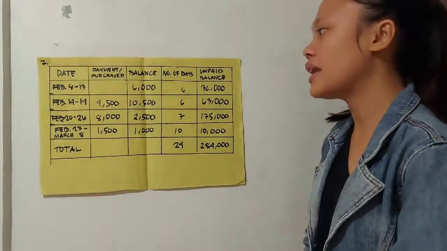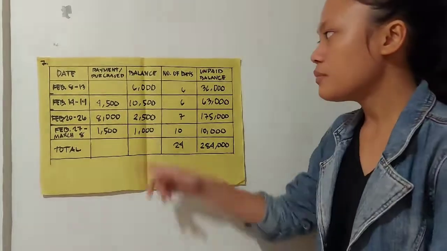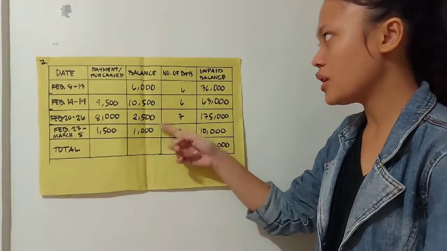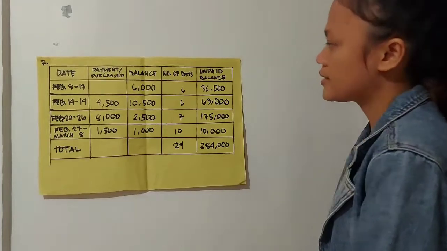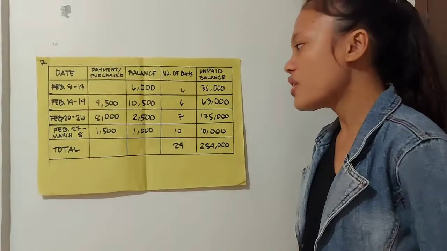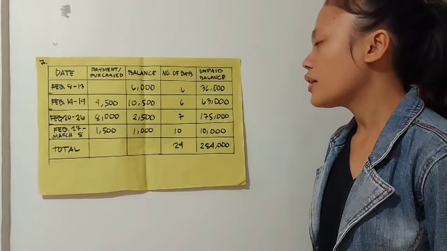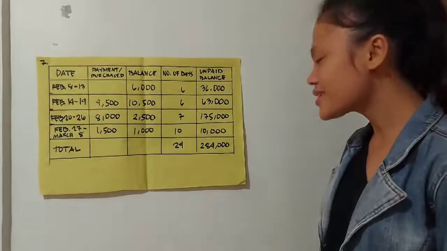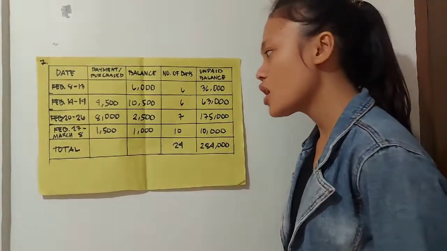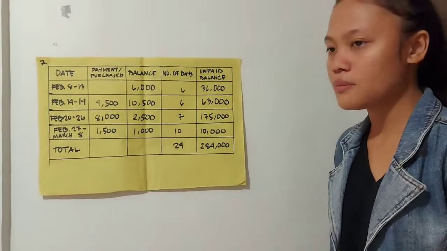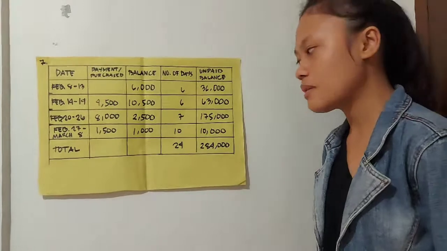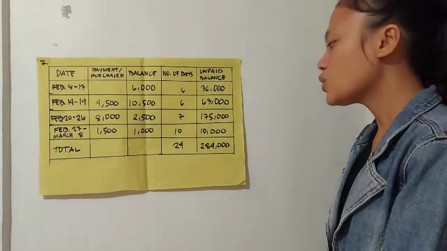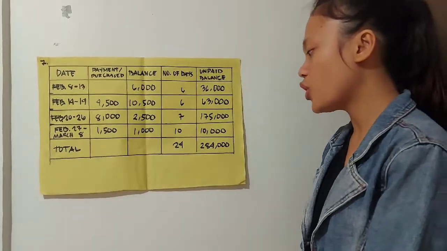So in the unpaid balance, we need to multiply the balance amounts by the number of days. So 6,000 times 6 is equal to 36,000. 10,500 times 6 is equal to 63,000. 2,500 times 7 is equal to 17,500, while 1,000 times 10 is equal to 10,000, a total amount of 126,500.